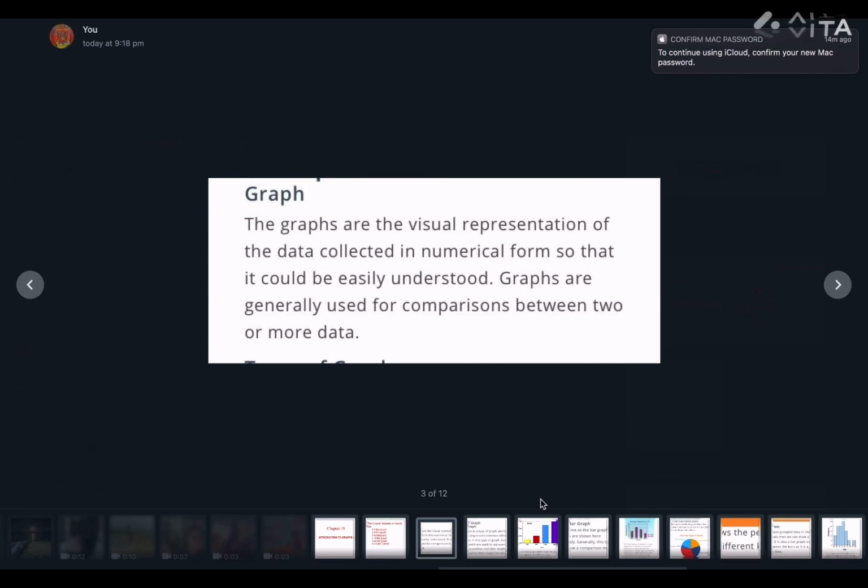Graphs are used for comparison between two or more data. So students, first of all, we will be discussing bar graphs, right? This is what you people have already done in your previous classes. You already know how to draw a bar graph, right? How to read and do the questions based on the bar graph you already know, but we will be just recalling it again, right?